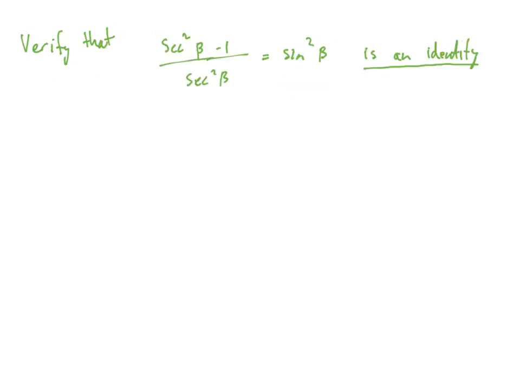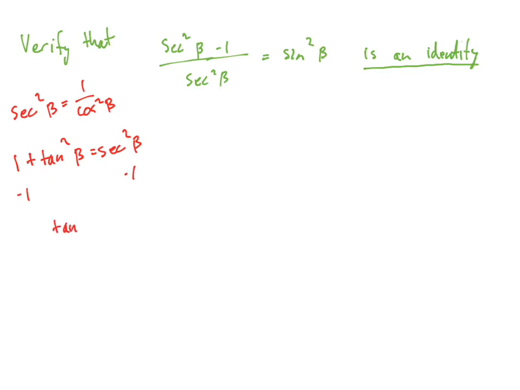Okay, so a couple things we could do here. We could try and convert everything into sine and cosine, right? Secant squared of beta is equal to 1 over cosine squared of beta. So we could replace these secant squareds with 1 over cosine squared. That's definitely a possible route we could take. However, I'm going to use one of the Pythagorean identities. Remember, anytime we see a trig function squared, we should be thinking about the Pythagorean identities. And the Pythagorean identity that makes sense here is 1 plus tangent squared of beta is equal to secant squared of beta.